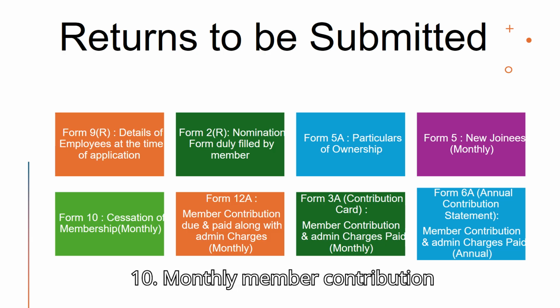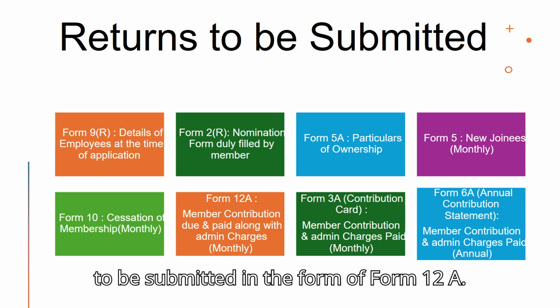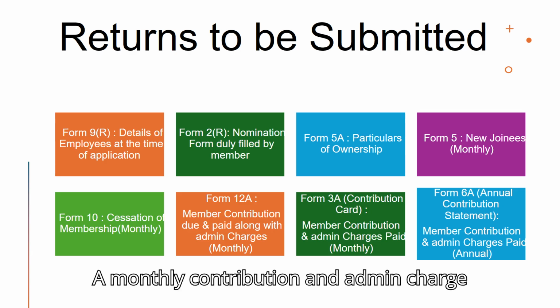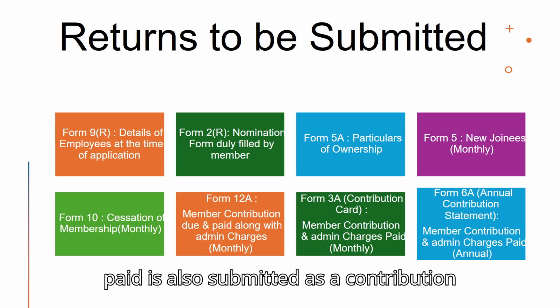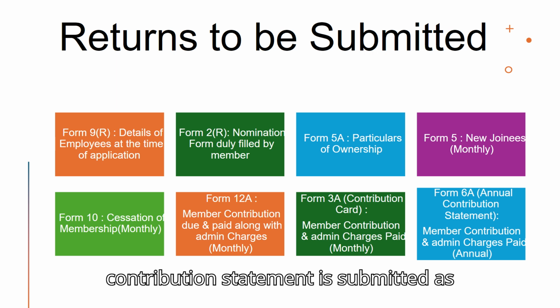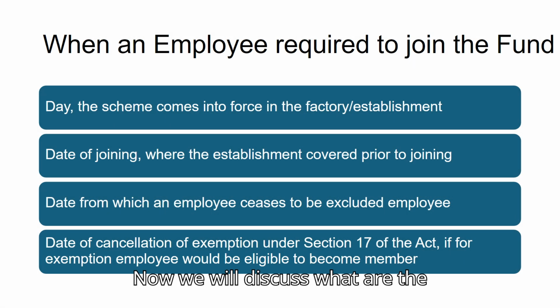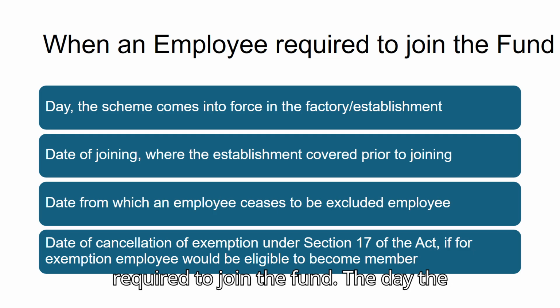under Form 10. Monthly member contribution due and paid along with admin charges is to be submitted in the form of Form 12A. A monthly contribution and admin charge paid is also submitted as a contribution card as Form 3A, and an annual contribution statement is submitted as Form 6A. Now we will discuss what are the conditions under which a member is required to join the fund.